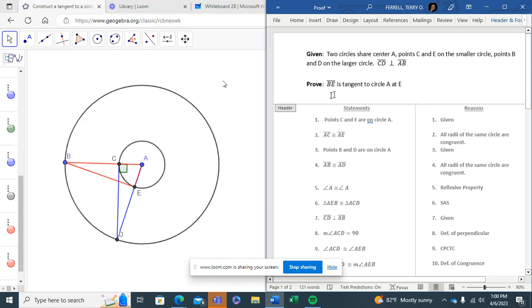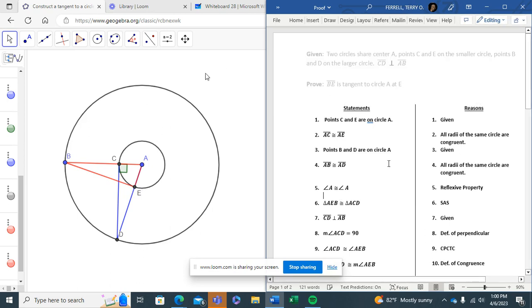So we're trying to prove that BE is tangent to circle A at point E. That's what we're trying to prove. So, let's go through our statements. All right, the first one says points C and E are on circle A. That's nothing exciting. They gave me that. Okay, so that's a given. Okay, number two, we have segment AC is congruent to segment AE.